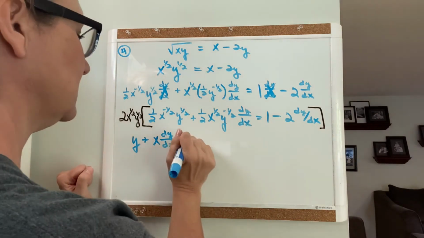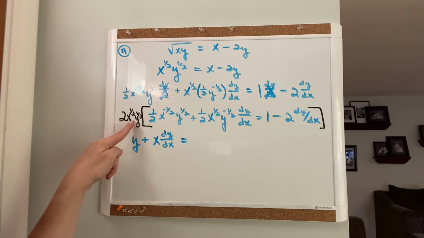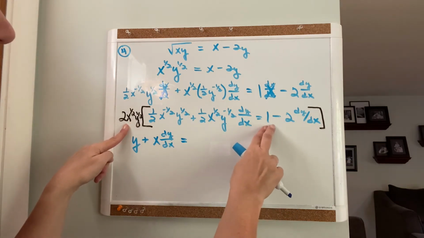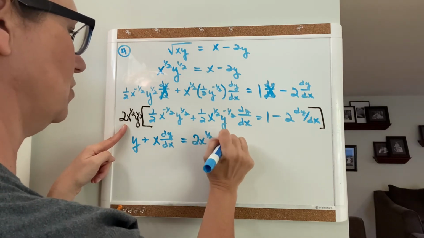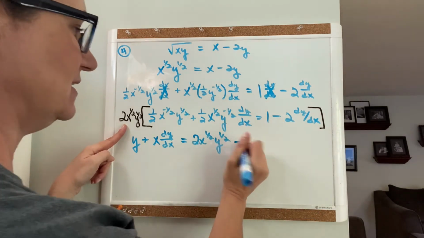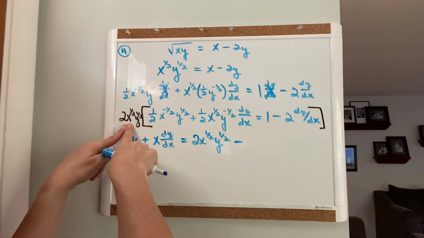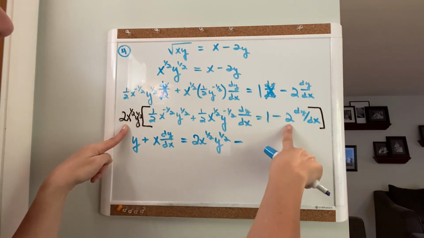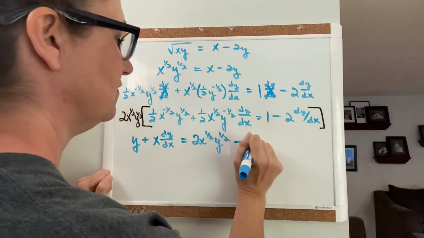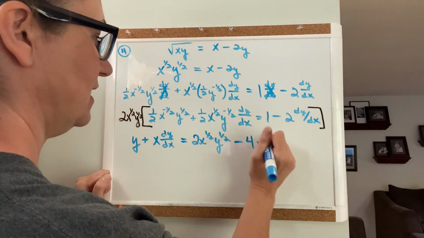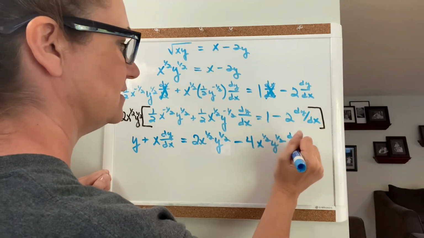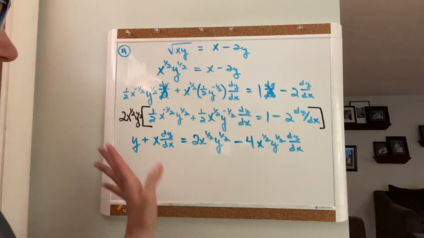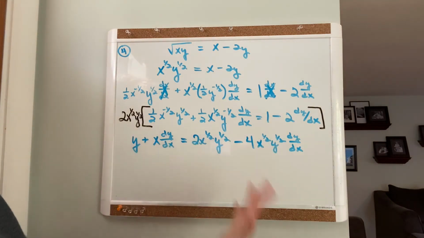Bring down your equal sign. 2x to the 1/2 y to the 1/2 times 1 is just 2x to the 1/2 y to the 1/2. Bring down your minus sign. And then 2x to the 1/2 y to the 1/2 times 2 is going to be 4x to the 1/2 y to the 1/2. And don't forget the dy dx. All right, so we've gotten rid of fractions and we have gotten rid of the negative exponents.